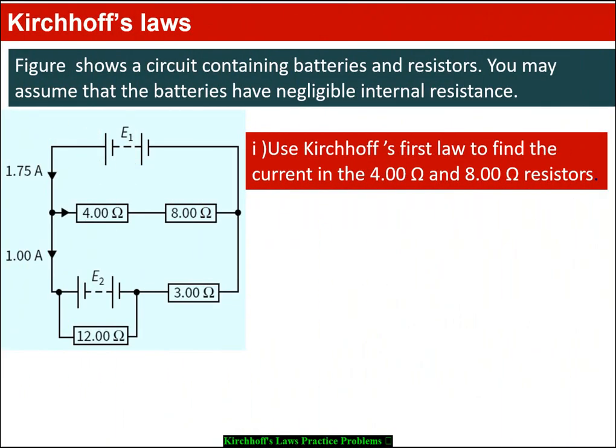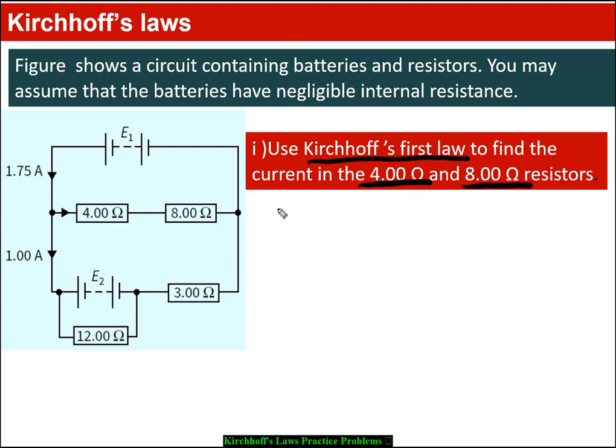For this question, we need to understand Kirchhoff's first law. If we have an understanding of Kirchhoff's first law, then we can find the current in the 4 ohms resistor and in the 8 ohms resistor. The circuit is given to us, so we need to understand how to use Kirchhoff's first law and what Kirchhoff's first law is.